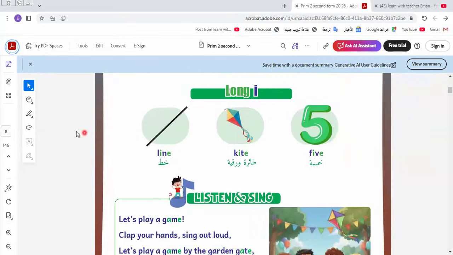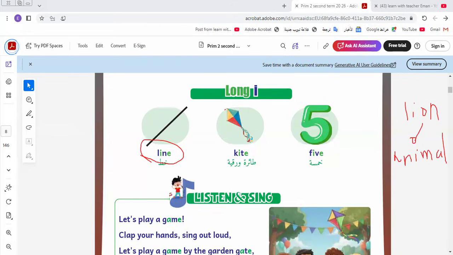Here we say lion. I see here line. We have line, this is called line, and this is called line. But the lion is an animal, a strong animal. This other one is a line, not the animal.